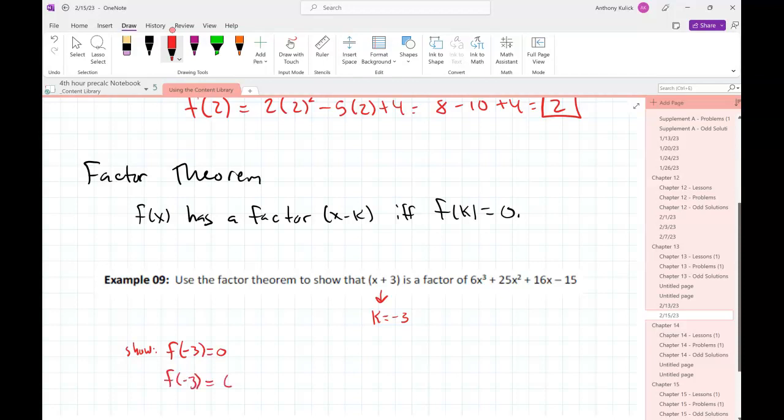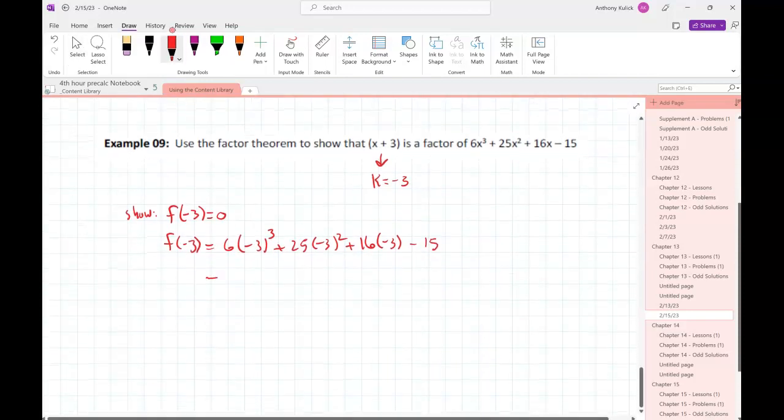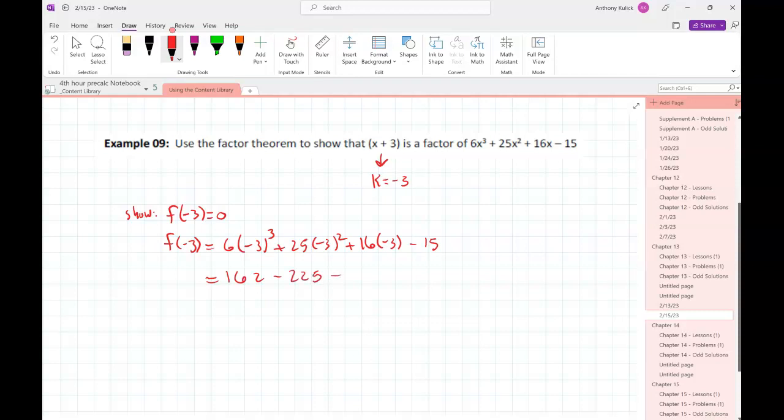Well, f of -3 is 6 times -3 to the third plus 25 times -3 squared plus 16 times -3 minus 15. Let's see, what's that? 162 minus 225 minus 48 minus 15, and that is 0.